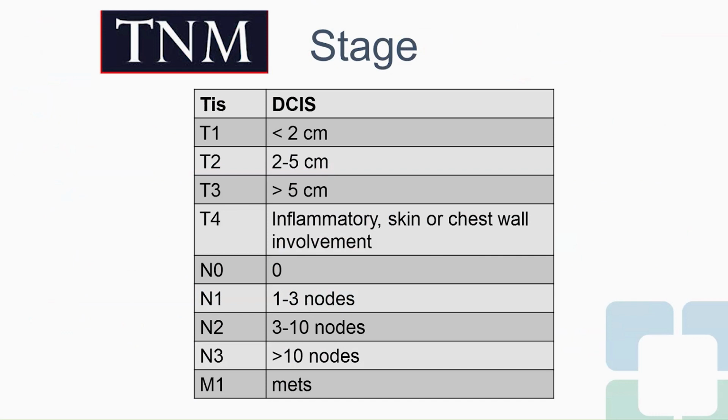N is lymph nodes. So N0 means no lymph nodes are involved. N1 is 1 to 3 lymph nodes. N2 is 3 to 10 lymph nodes. N3 is greater than 10 lymph nodes. And then M is either M0, not metastatic anywhere, or M1, metastatic disease.